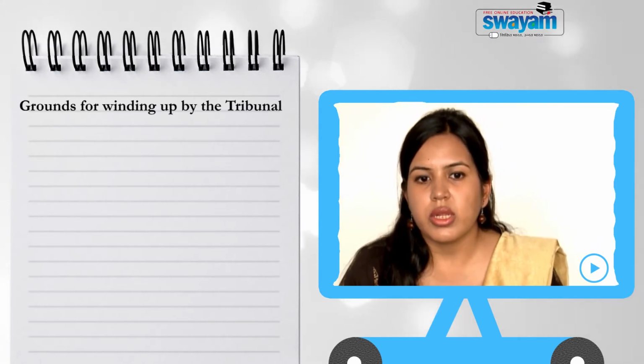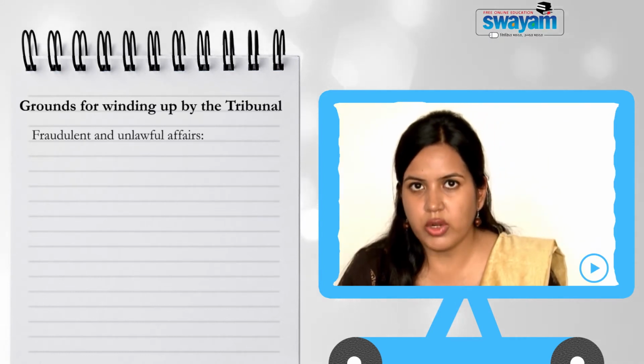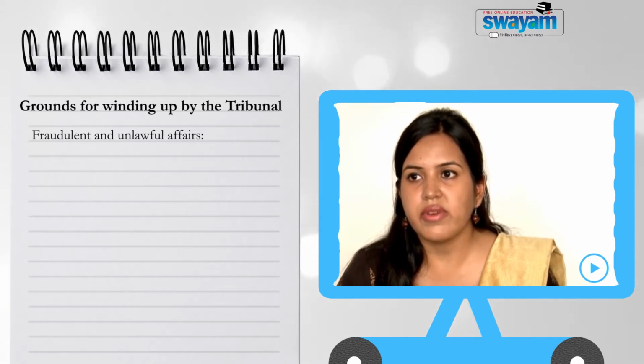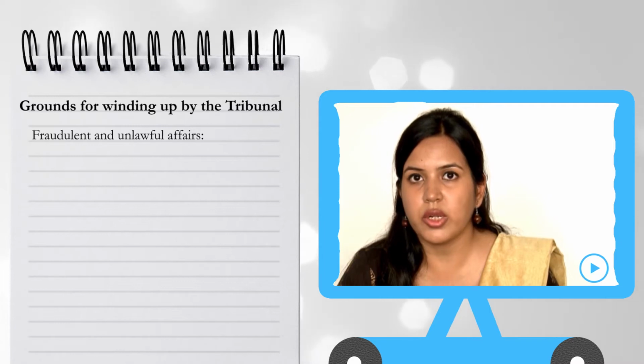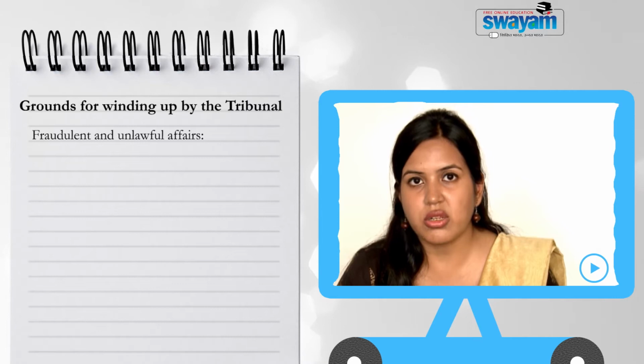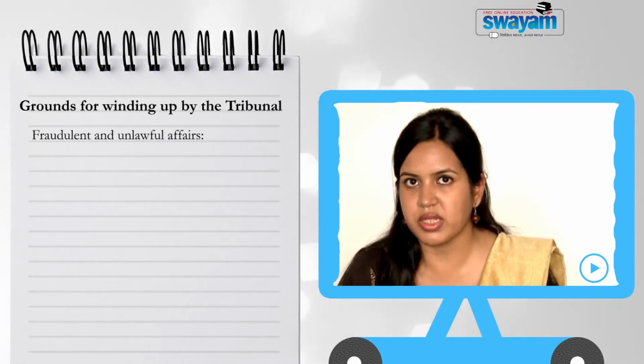Another important ground is fraudulent and unlawful affairs. The term itself explains its meaning: whenever a company conducts any fraudulent or unlawful affairs, then in such a case the tribunal will never allow the company to continue its business.